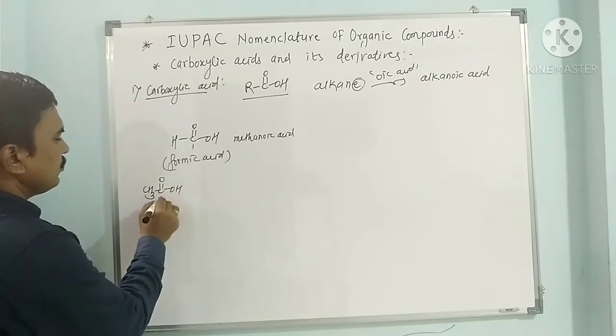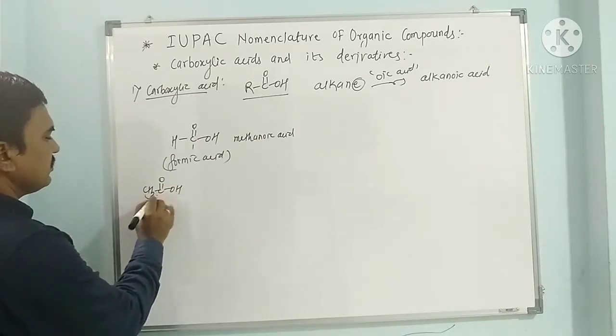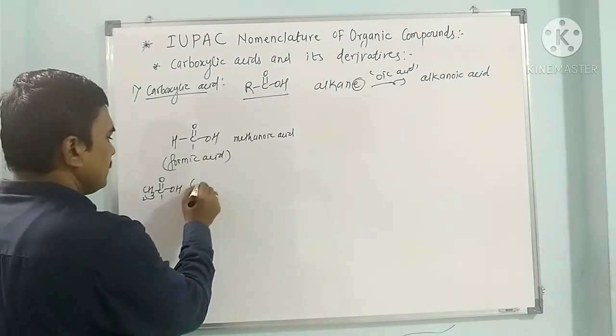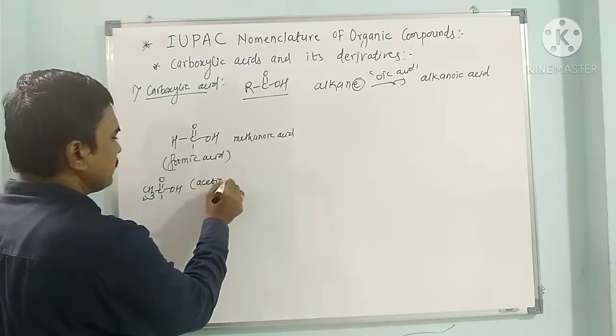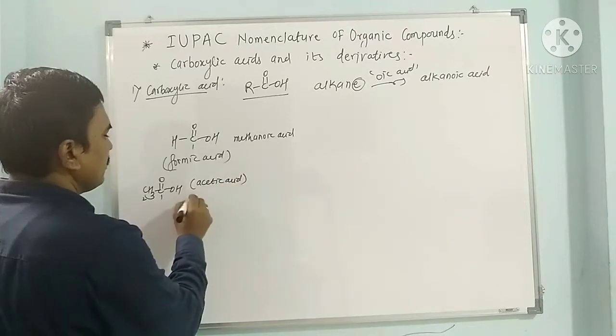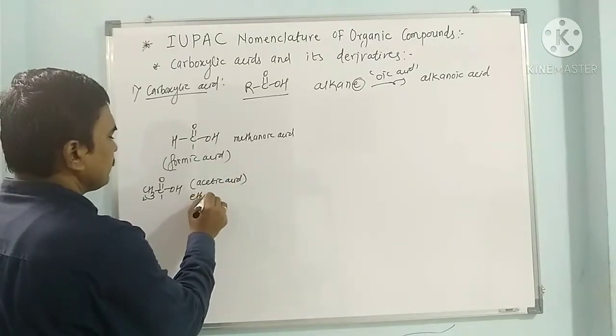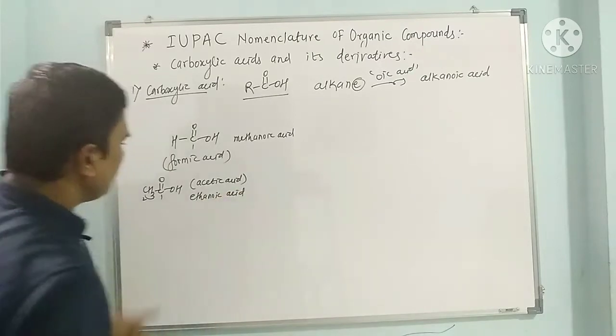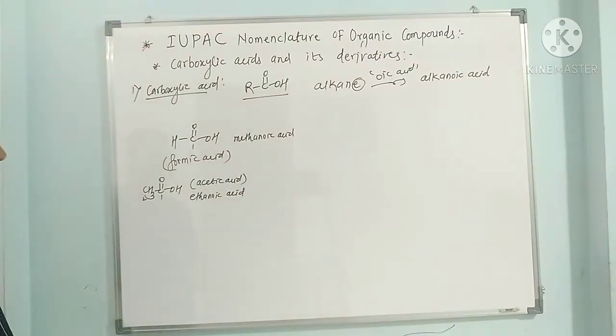Next, CH3COOH. Two carbons are there, this is one, this is two. Commonly it is called acetic acid. It is called ethanoic acid. Why? Because of the two carbons. Ethanoic acid. Two carbons are present here.